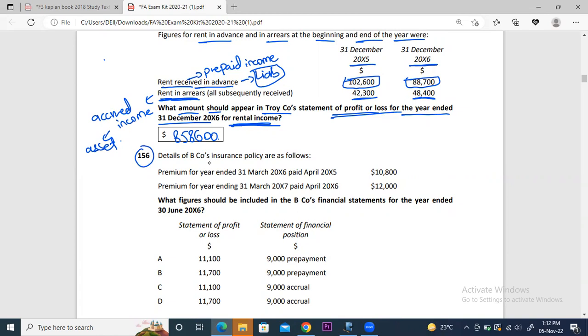But this question I'll teach you with a new method, which is the timeline method. It's very simple to understand. It's exactly based on the accrual concept. In this, we will not be using any T account. Now, details of B company insurance policy are as follows.